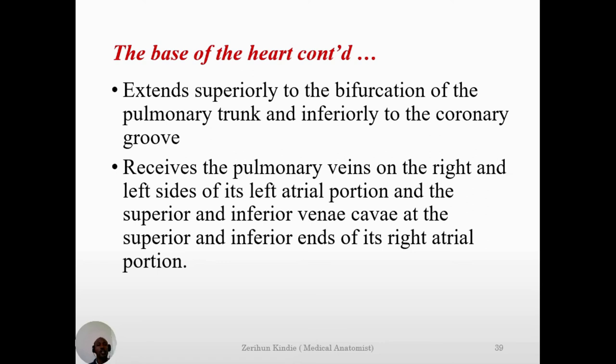Good. If you get the base of the heart, we should appreciate the oblique pericardial sinus. We should appreciate the pulmonary veins, the two right and the two left pulmonary veins. We should appreciate the superior vena cava and the inferior vena cava. We should appreciate the two atria, mainly the left atrium, less so the right atrium. Opposite to the apex, we can get the base. So at the base of the heart, we should appreciate those structures.